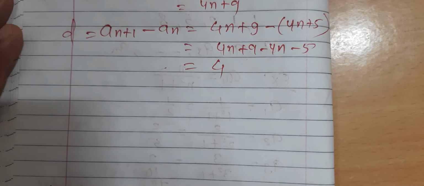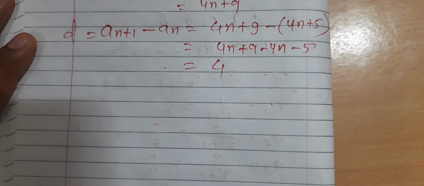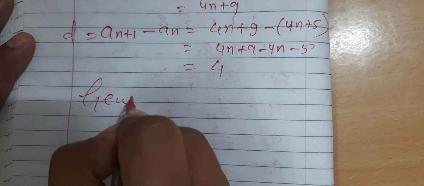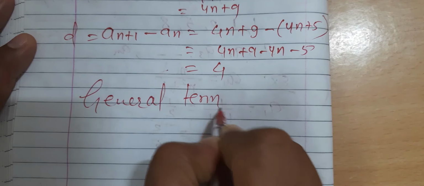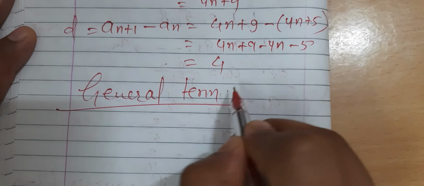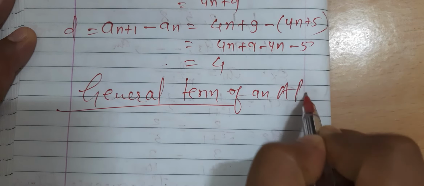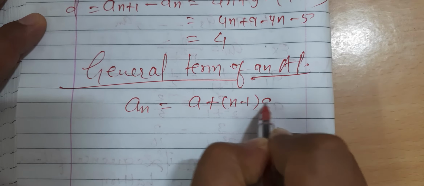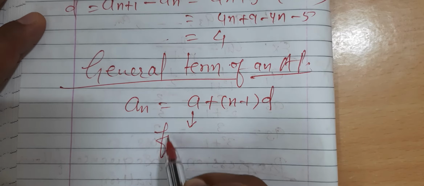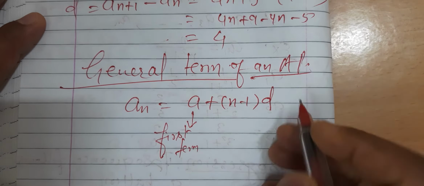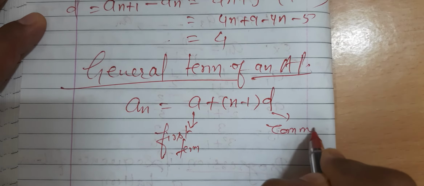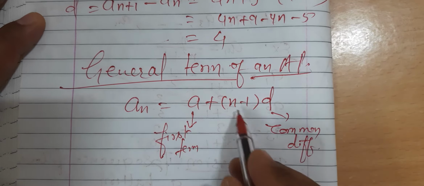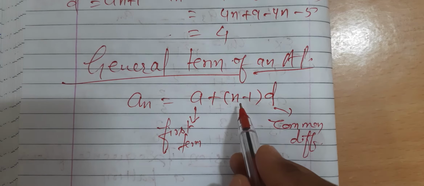Now the next type of question is based on the general term of an AP, meaning if we are given the first term and common difference, then we can find any term. So the general term of an AP is given by a_n, which equals a plus (n minus 1) multiplied by d, where a is the first term, d is the common difference, and n is the number of the term.